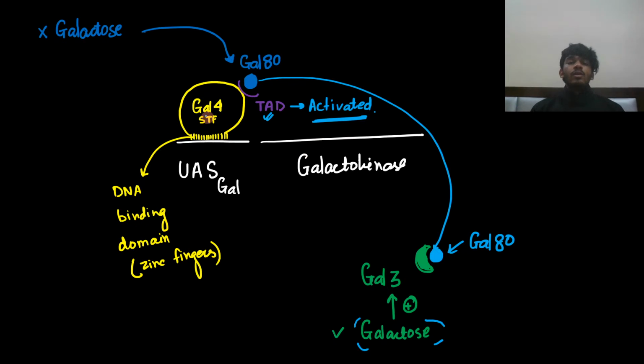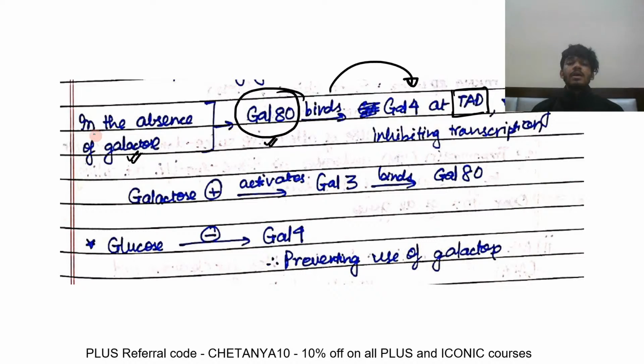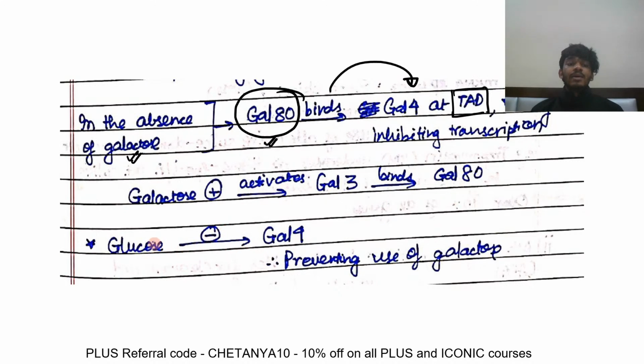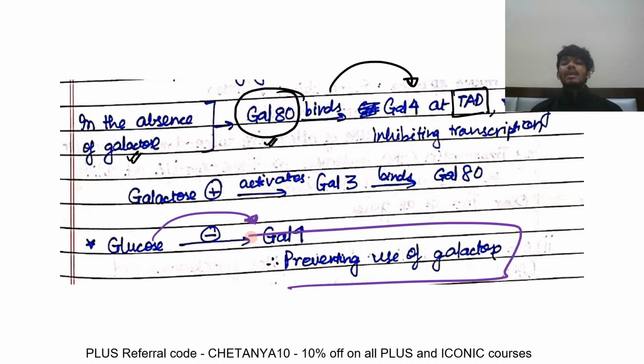Understand? Gal4 is always attached here. But for it to invite other transcription factors, the transcription activating domain has to be active, and for that Gal80 has to be removed from here. So in a way, Gal80 is acting as a repressor, and Gal3 is acting as an inducer, if I am making an analogy to the Lac Operon. And if there is glucose, what does glucose do? Glucose directly inhibits Gal4, and it prevents the utilization of galactose.